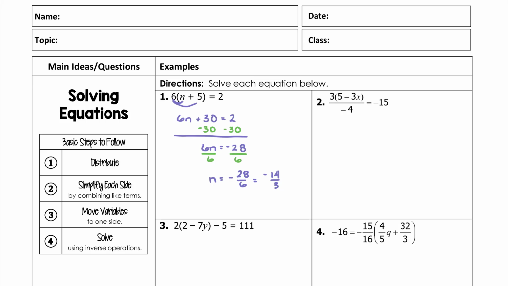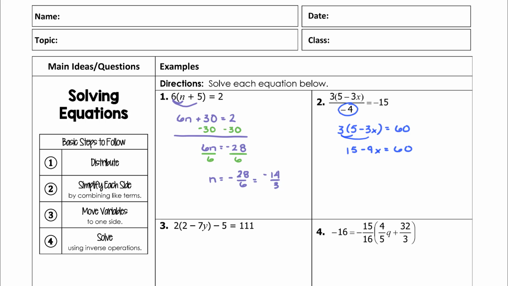In this one, on the left-hand side, we have a rational expression, which means we essentially have division going on. So we need to multiply both sides of this equation by negative 4. When we do that, we're just left with the numerator, 3 times 5 minus 3x, and negative 4 times negative 15 is going to be positive 60. Then just like in example 1, we distribute this 3 and we get 15 minus 9x equals 60.